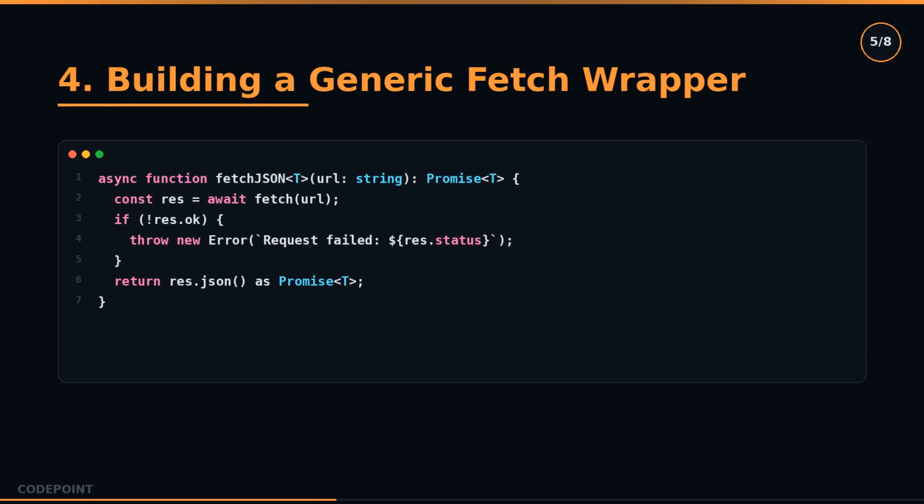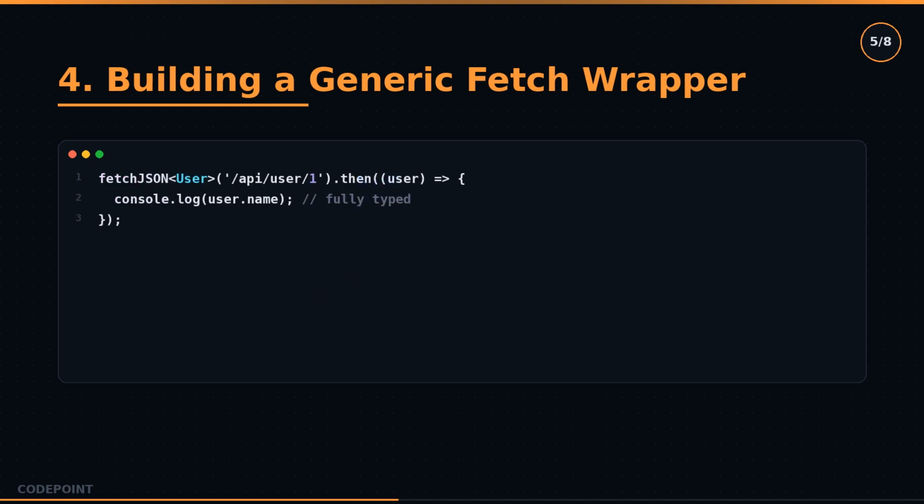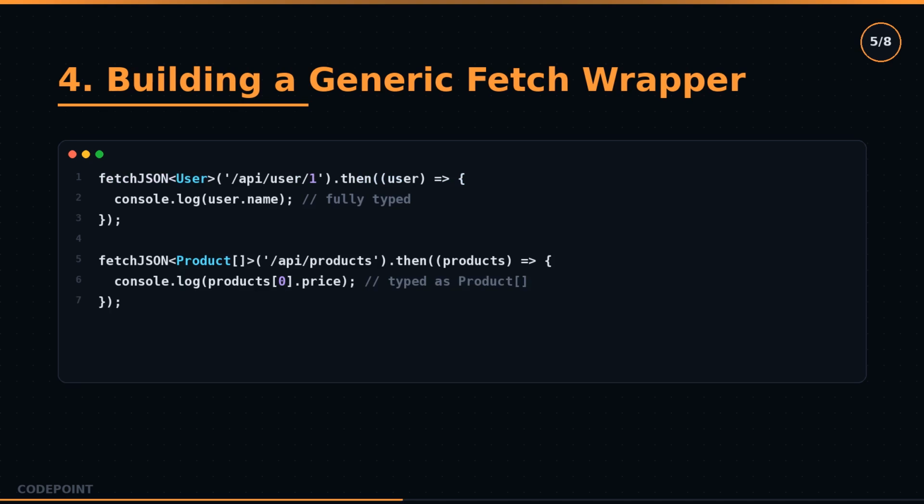4. Building a generic fetch wrapper. Step 1. Write it once with a generic type parameter. async function fetchJSON<T>(url: string). const res = await fetch(url). If not res.ok, throw new Error, request failed, res.status. Return res.json() as Promise<T>. The T here is a placeholder type. Think of it as a blank you fill in each time you call the function. We tell fetch to throw if the response isn't okay, so failed requests don't silently pretend to succeed.